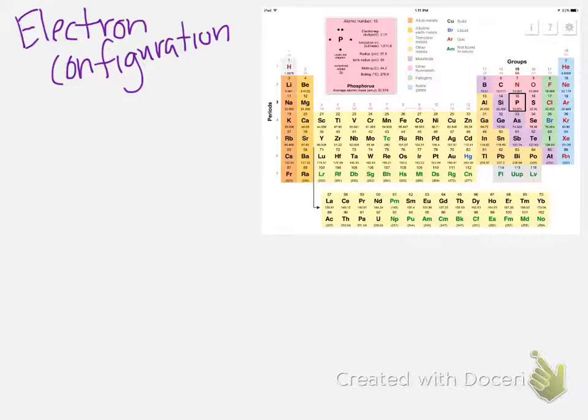Alright, I want to do a quick tutorial, just a few reminders about electron configuration so that as you're preparing for our upcoming test, you have an example to work from. So remember, our first step is that we always want to identify where it is on the periodic table.